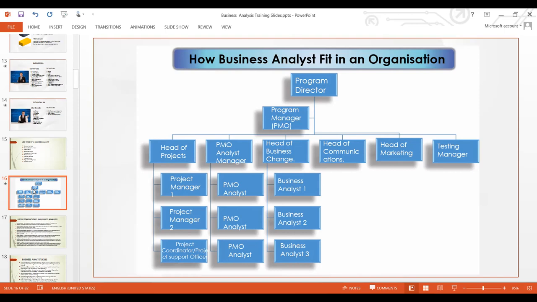Business analysts are at the same level or same capacity as a project manager. Although when you come to a project, the project manager is in charge because he directs the project, in terms of the way they are weighed, project manager and business analyst are in the same capacity.